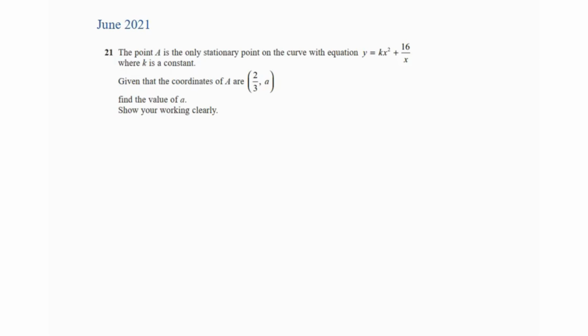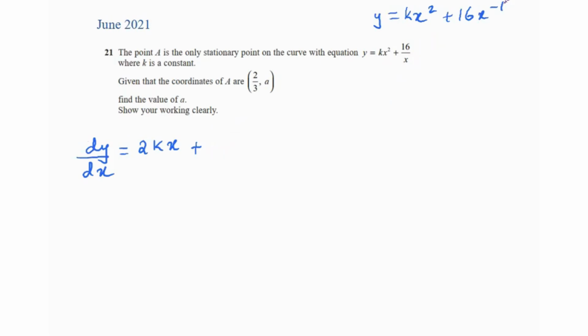So going back to this one, it says that we have this equation. They have given us the coordinates of A, and A is our stationary point, which means we need to differentiate the curve first. So dy over dx is going to be 2kx plus, now over here it's 16 over x. So I would suggest you write it down as 16 times x to the power of -1 before differentiating it.